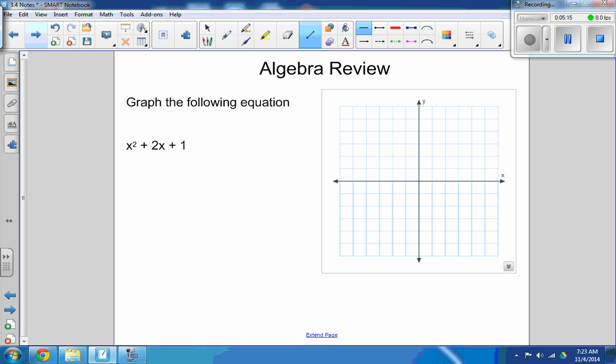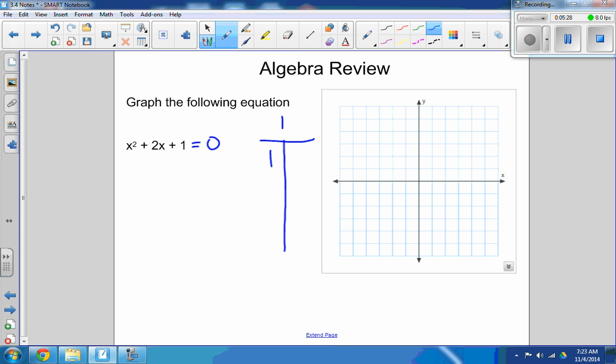All right, let's do a little bit of algebra review here. We're going to graph the following equation. The first thing we're going to do is factor this. 1 splits up into, well, not much, 1 and 1. So I end up with x plus 1 times x plus 1. So we get x equals -1 for both of those. There's really not a whole lot of options there. So we get x equals -1.